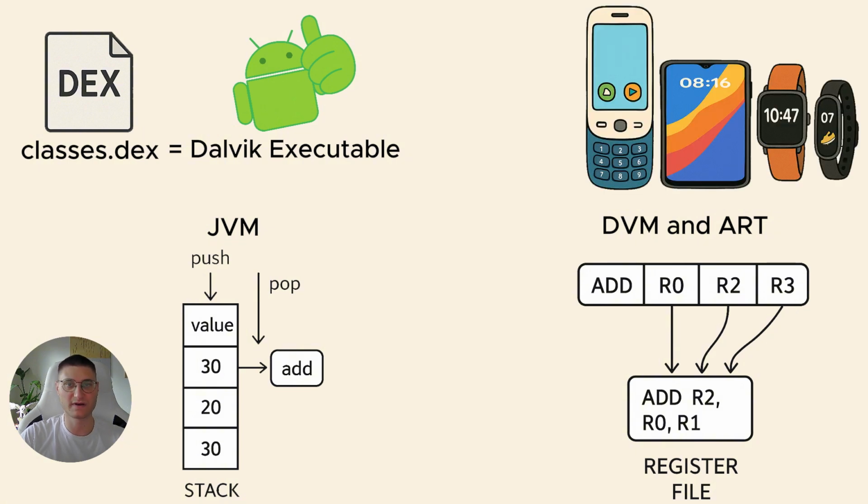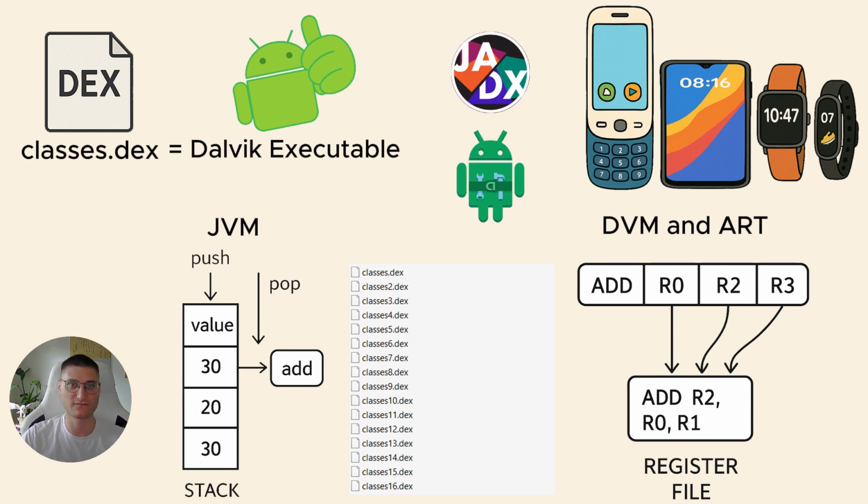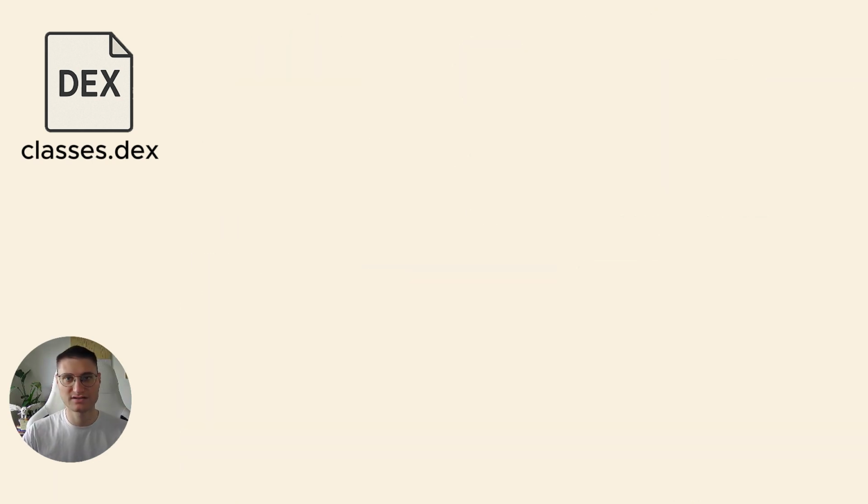Big applications may have several DEX files like classes2.dex, classes3.dex, and so on. And tools like JADX and dex2jar let us convert DEX files to readable Java code for analysis. Now that we understand what's inside DEX files, let's take a step deeper.